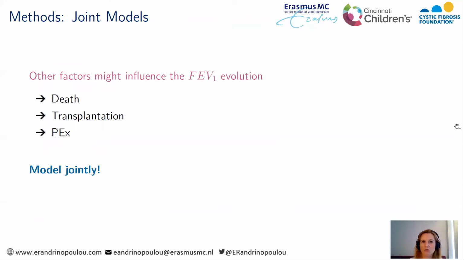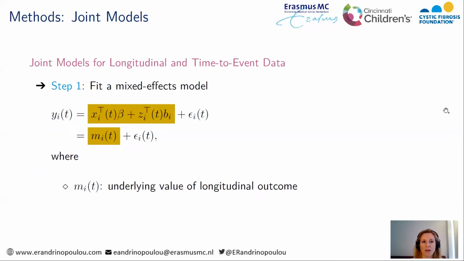So let's move now to the joint models. There could be different factors that could influence the FEV1 evolution. For example, some patients might die, might require transplantation, or can have exacerbation. Since these factors could influence the evolution, it would make sense to model them jointly. And in that case, we can use the framework of joint models for longitudinal and time-to-event data.